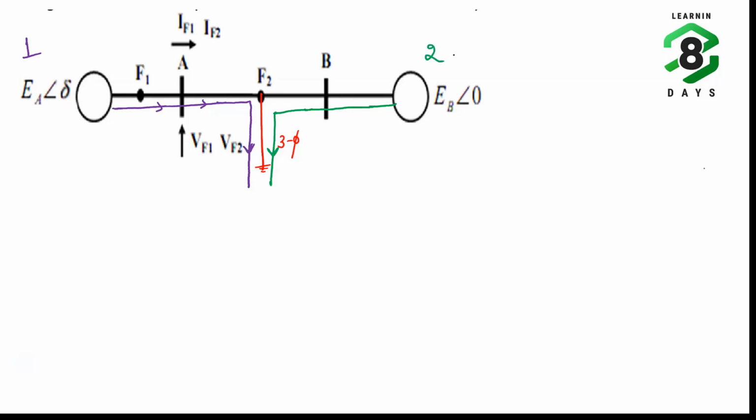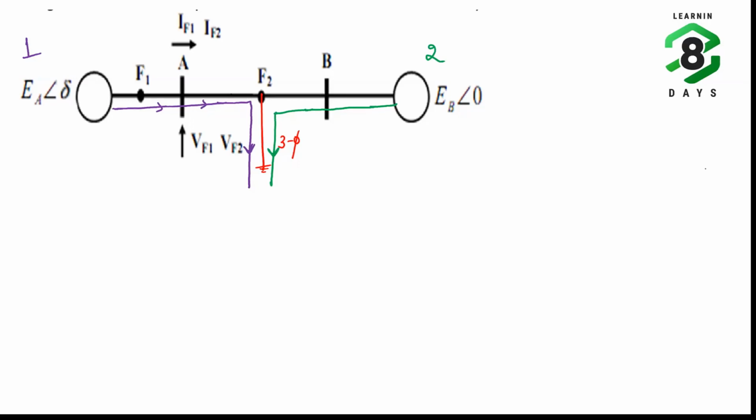We are not bothered about what is the current flowing from source 2. We are only interested in how much current is flowing through source 1, especially through the bus bar A. The first important point is all the fault currents are inductive in nature. That means current lags voltage by approximately 90 degrees. So how can you write now?